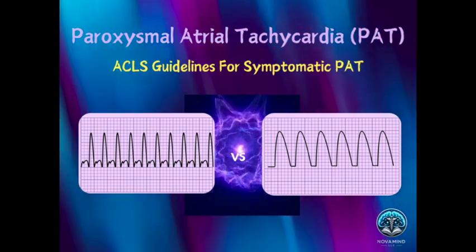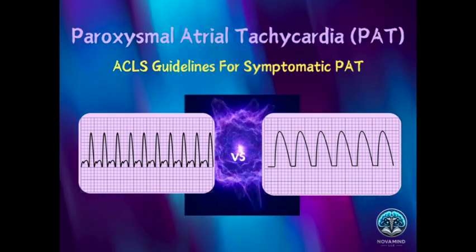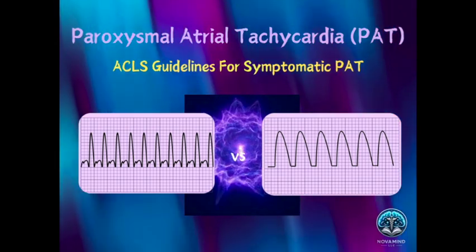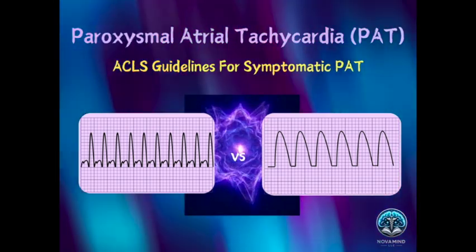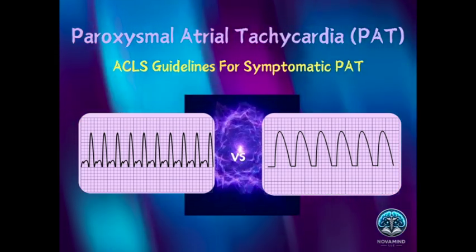For ACLS guidelines for PAT, you would use cardioversion and you may use adenosine. But if the patient is symptomatic, you would only use cardioversion for monomorphic VTAC with a pulse. You would not give the adenosine.